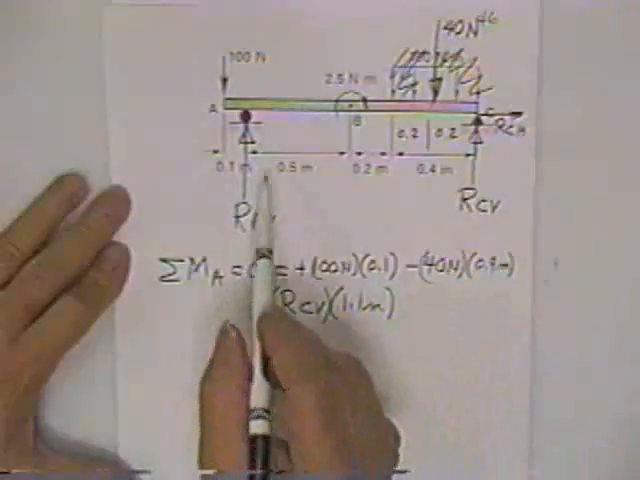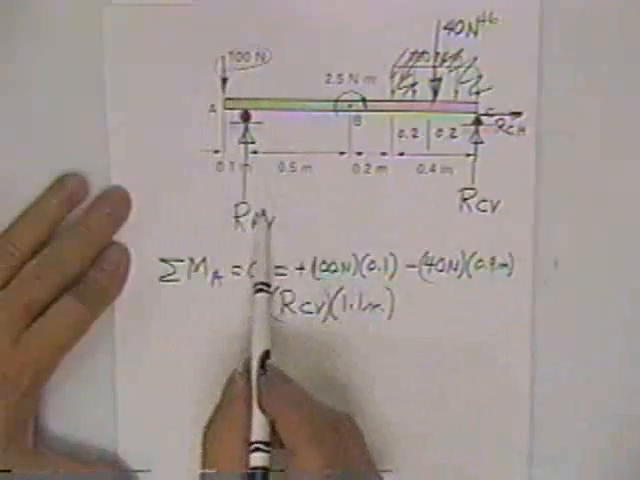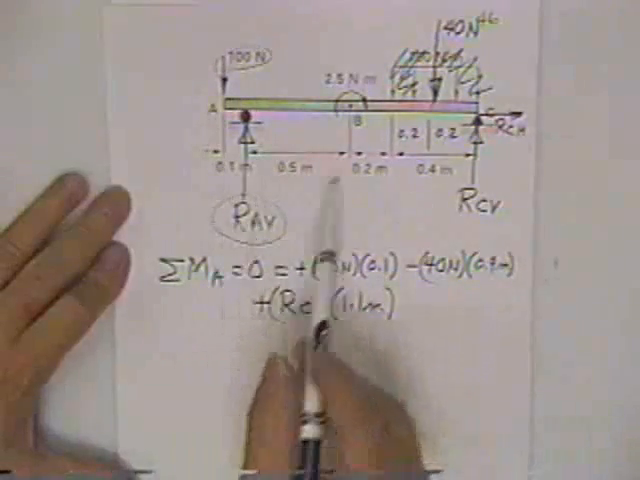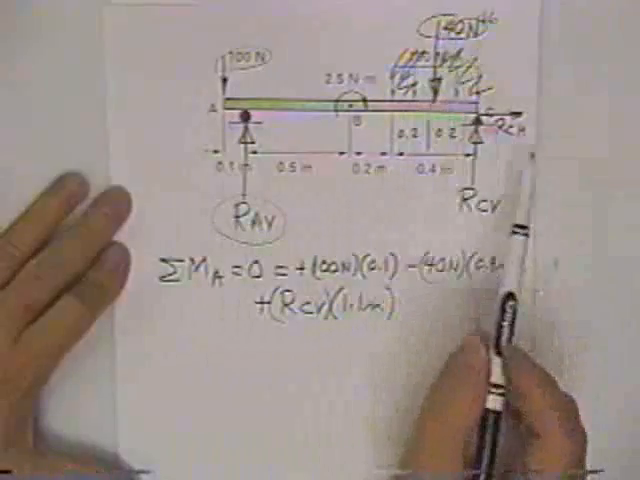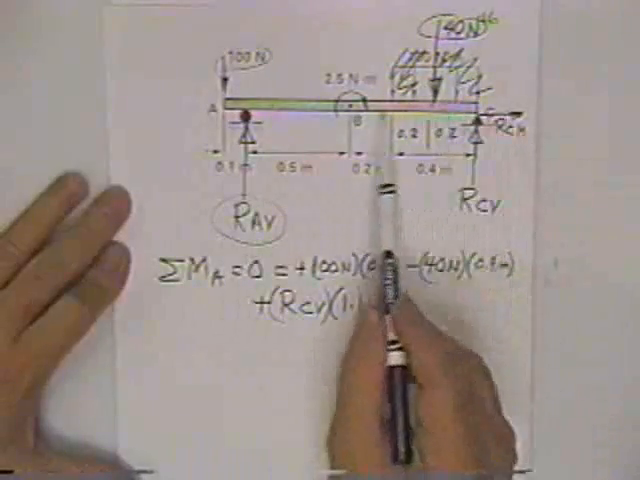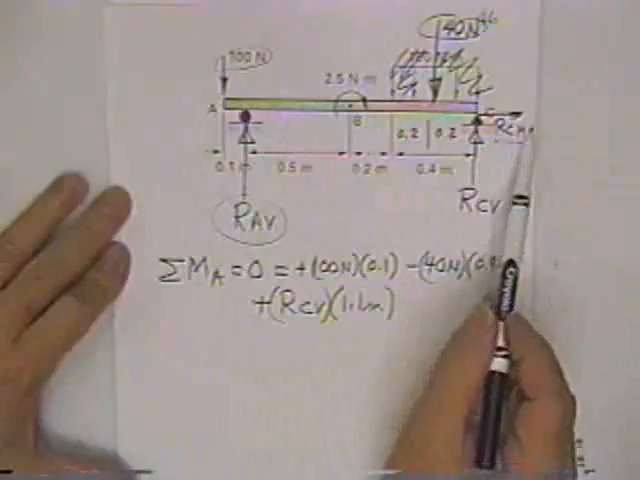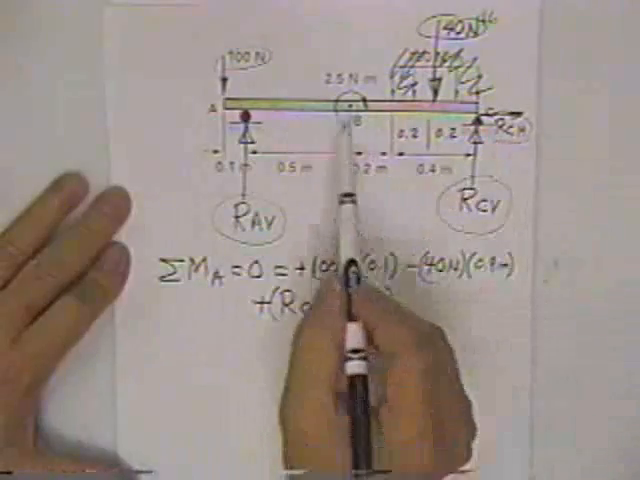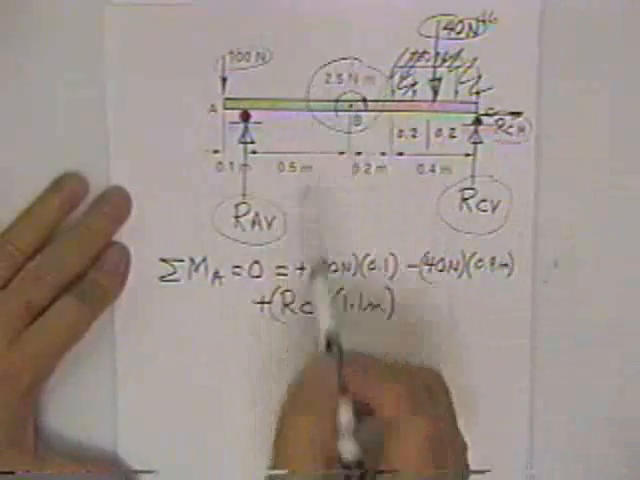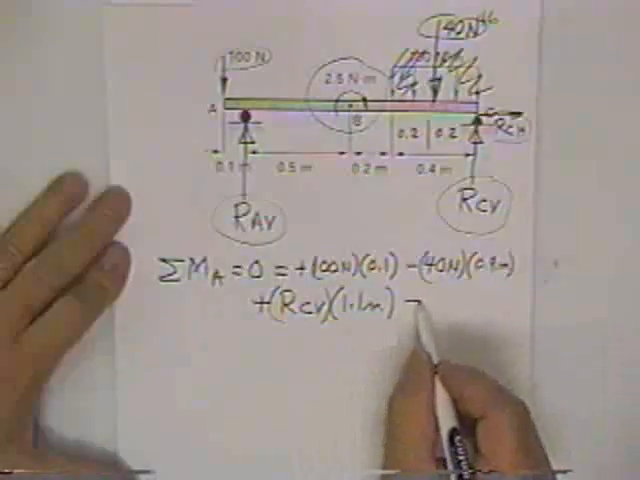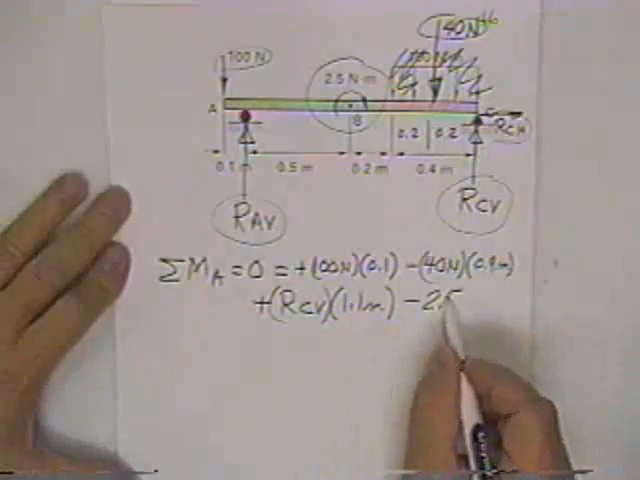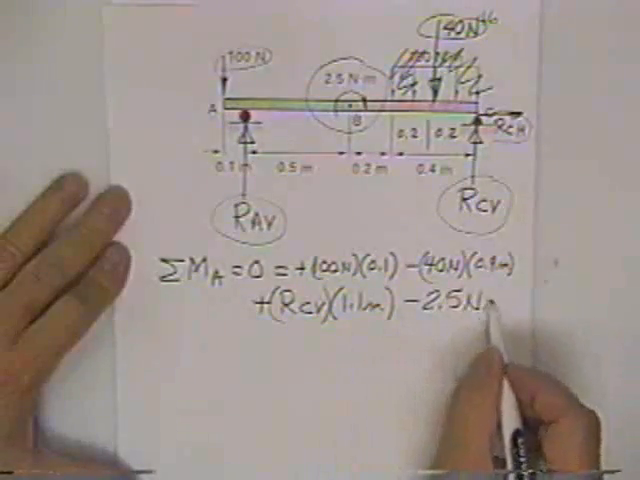Now we've taken care of this. We've taken care of this because he has no moment arm. We've taken care of this. This guy here goes right through that point and has no moment arm. And we've taken care of this. This is our only guy left right here. Minus 2.5 Newton meters.